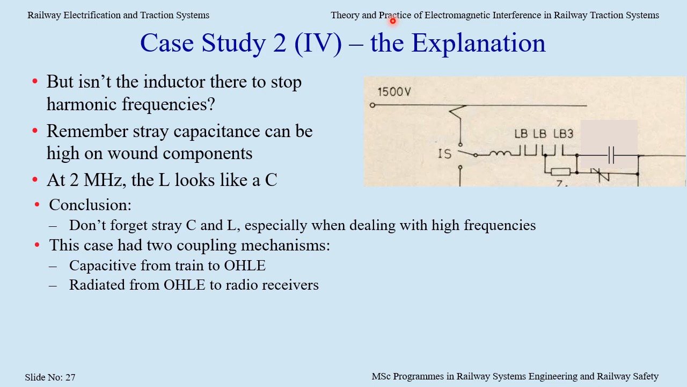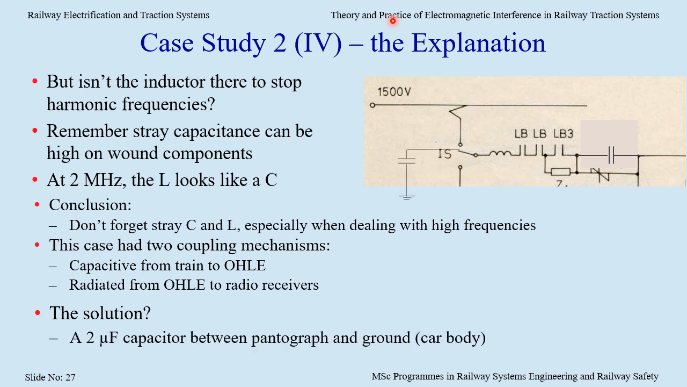This case actually had two coupling mechanisms, capacitive from the train to the overhead line, and radiated from the overhead line to the radio receivers. And what was the solution? Well, we added a 2 microfarad capacitor between the pantograph and the ground of the car body.